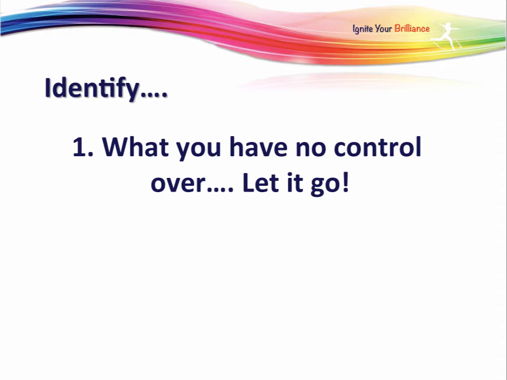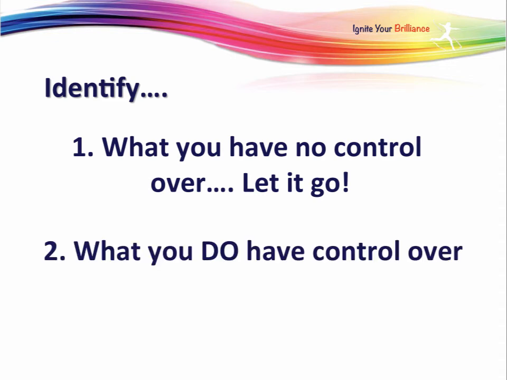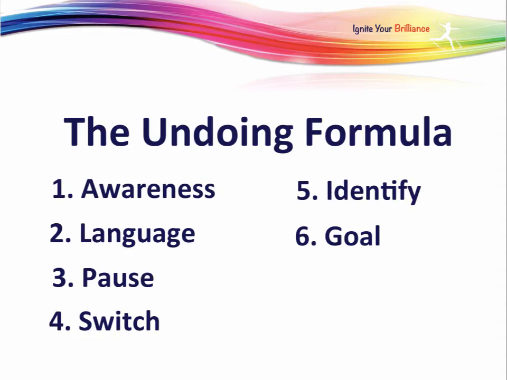The second part of identify is to recognize what it is that you do have control over, and I'll give you a clue, it's often more than we think. And then that leads us right into the sixth element, which is once you have focused on what it is you do have control over, from that, you want to think of one small step or a goal, something that's doable right away, that you can do and that you will do right away, that will take you towards the direction you want to go in.